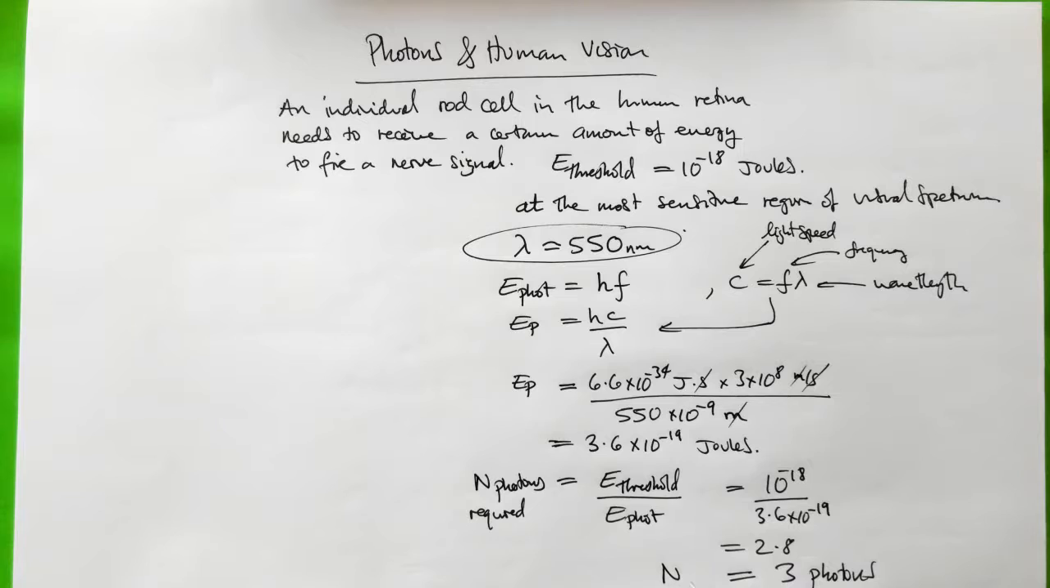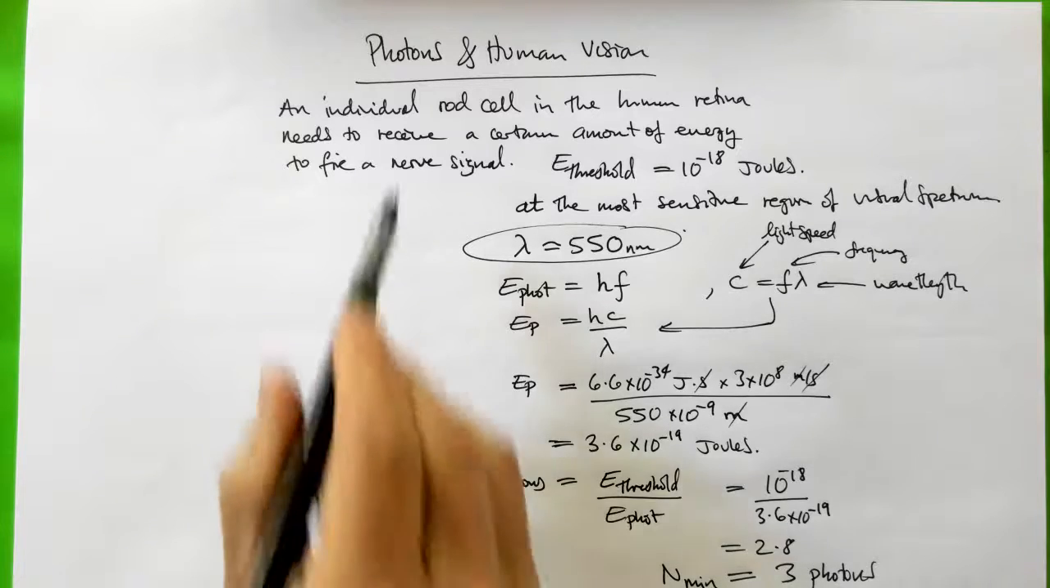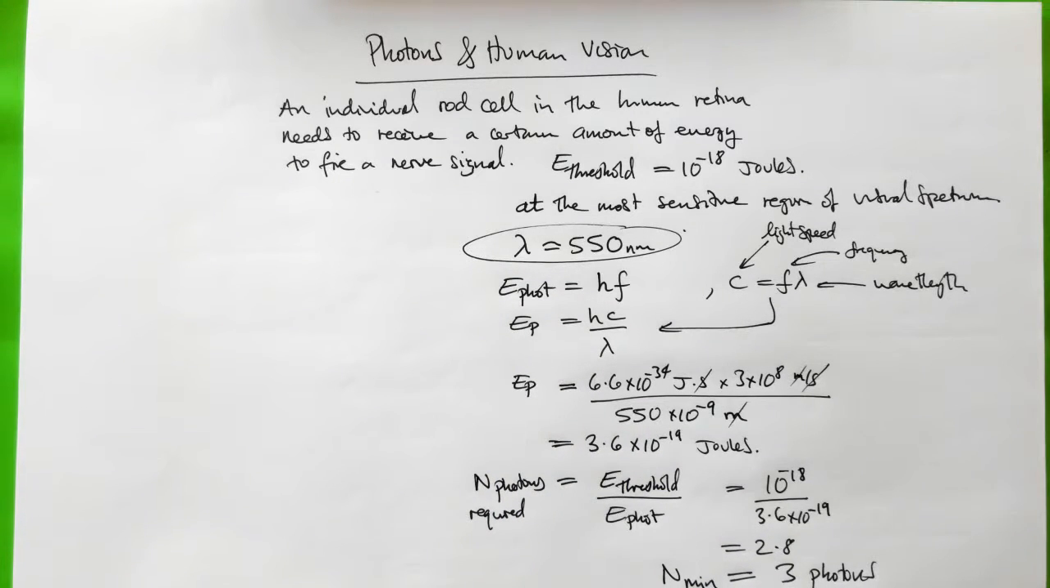So this tells us that the minimum number of photons that one single sensitive cell in the eye has to receive in order to send a nerve signal and say, I see light, is about 3 photons.